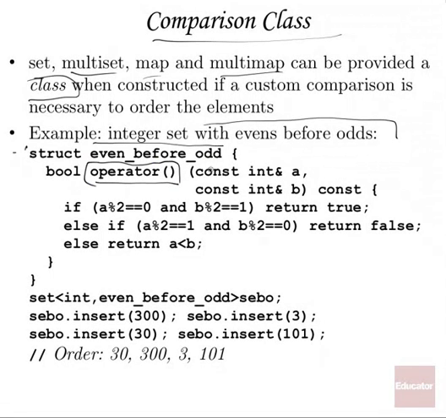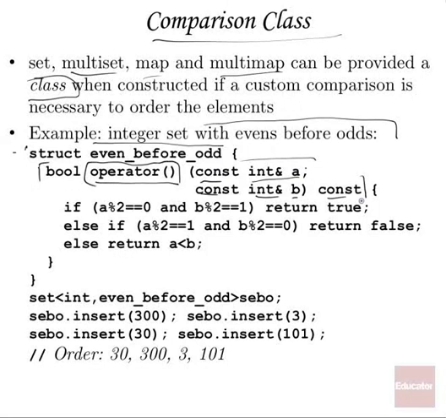And we have two parameters passed into this function operator: a constant integer reference a, and a constant integer reference b, and this method is constant. This is required so the compiler knows that you're not going to muck about with the values. Otherwise, it will give you an error and won't allow you to use it.